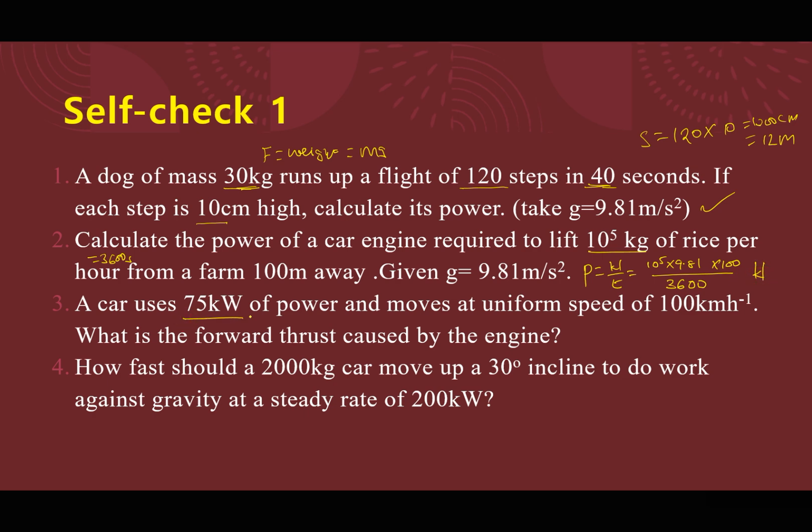A car uses 75 kilowatts of power and moves at a uniform speed of 100 kilometers per hour. What is the forward thrust caused by the engine? So we want to find the force. We just change the speed to meters per second. So you get 100 times 1000 divided by 3600, which is 27.8 meters per second. So the force is equal to the power divided by the speed. So you get 75,000 divided by 27.8. I think that should give you the answer in newtons.